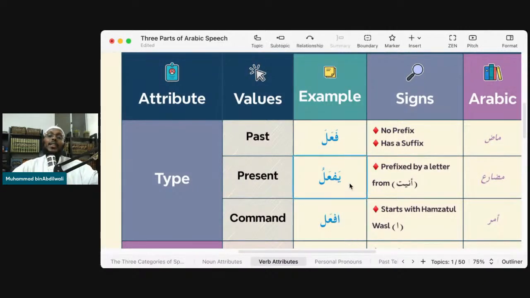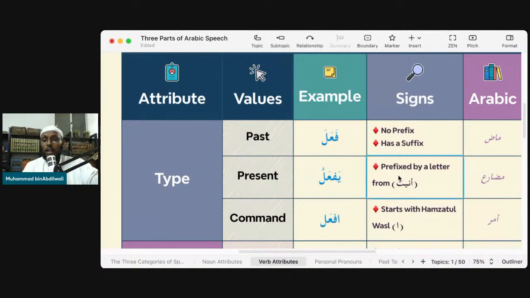So this is basically the signs for the three different types of verbs. If you want to know what tense it is or what type of verb it is, the past tense has no prefix. It has nothing added to the front of it. Okay, as opposed to the present tense and the command tense, which do, they have something added to the beginning. And it has a suffix. So when it comes to different conjugations of this verb, and we'll talk about conjugations later, as in showing you who did the verb, then we add it at the end of the verb.